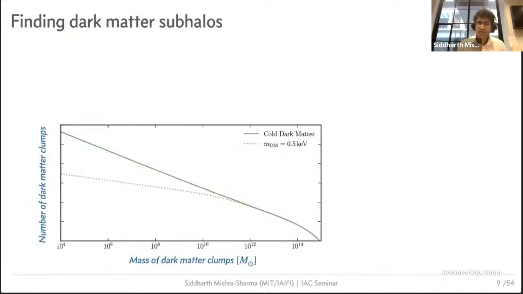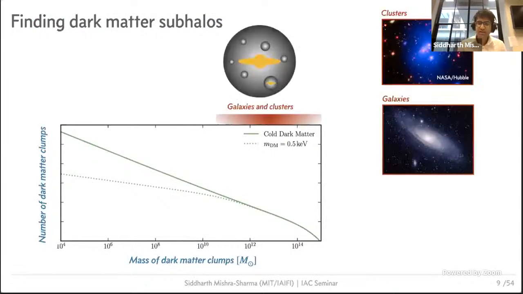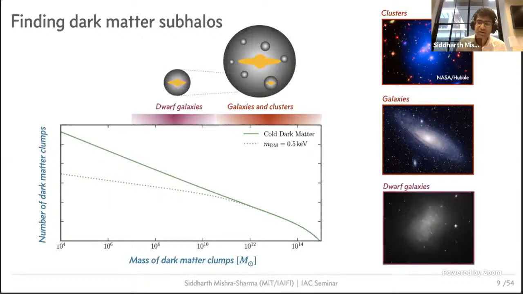That's easier said than done. And the reason is the following. On the more massive end, we have things like galaxies and clusters. So we see these very clearly. We can quantify the distribution of dark matter often in these objects quite well. On slightly smaller scales, we have what's called dwarf galaxies. The Milky Way has a bunch of these.